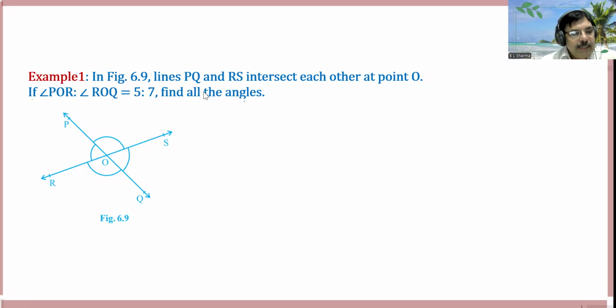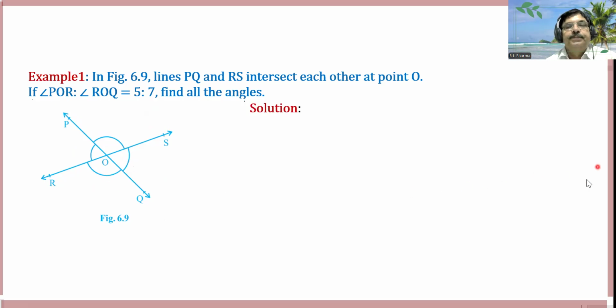Example number 1. First we will do all the examples, then we will be doing all the questions of exercise 6.1 in this video. Example number 1, because all examples are very, very important. It is given in figure 6.9. Figure 6.9 is on your screen. Lines PQ and RS intersect at point O. And the ratio of angle POR to angle ROQ is 5:7. We have to find all these four angles, means this angle, this angle, this angle, and this angle.